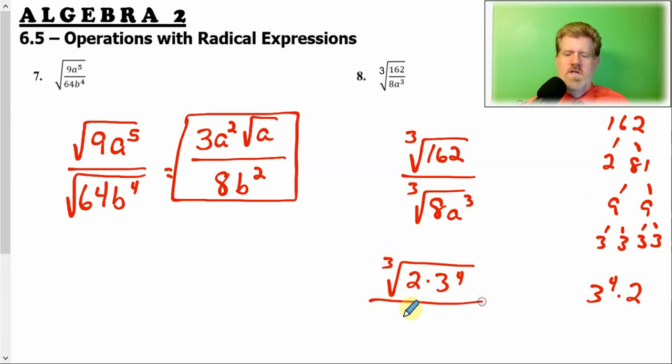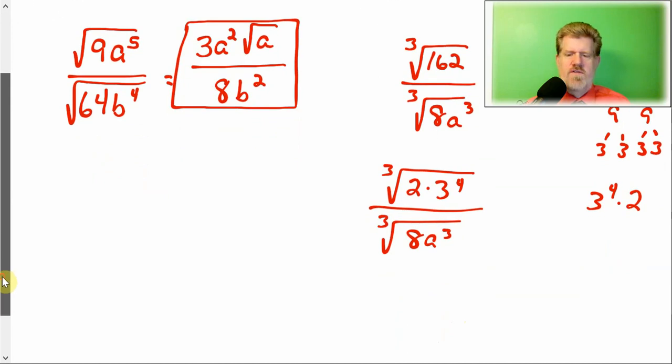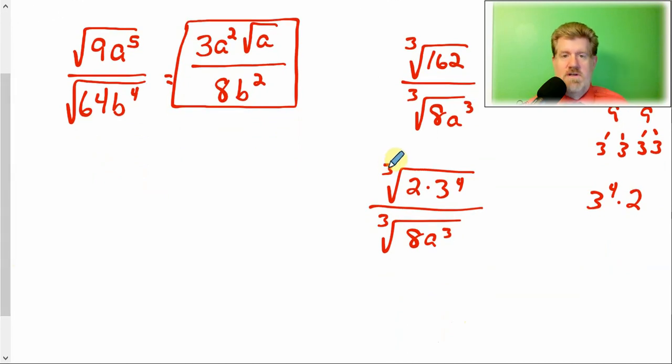And the bottom is the cube root of 8a cubed. All right. No big deal. We've got this. The 2 can't come out. It's stuck. It stays underneath. So that 2 is going to stay. Now 3, we got 4 of them, 3 to the 4th. So how many times does 3 go into 4? 1 time. So 1 3 comes out with a remainder of 1. So 1 3 stays.